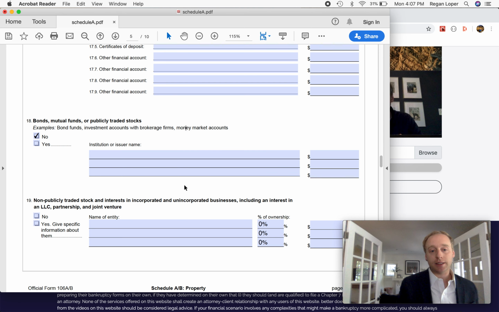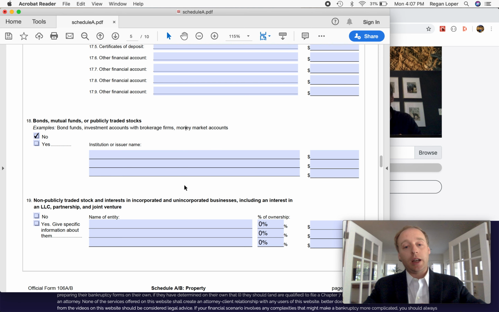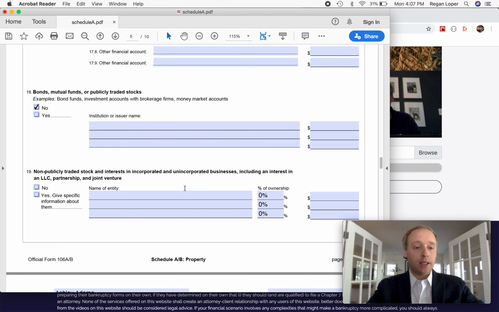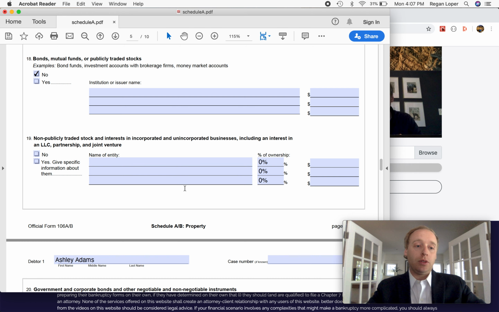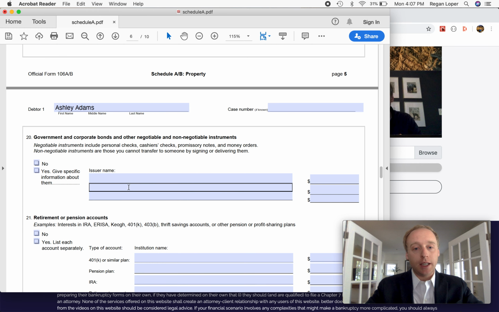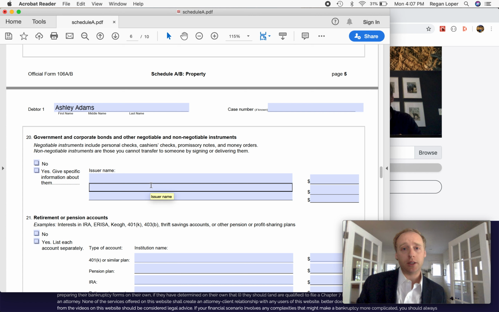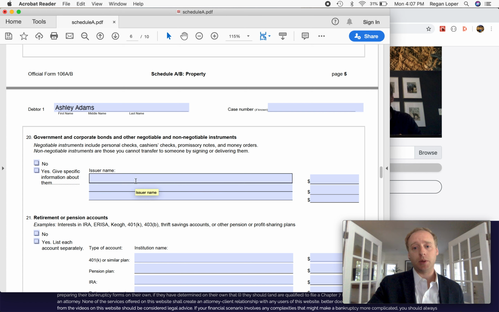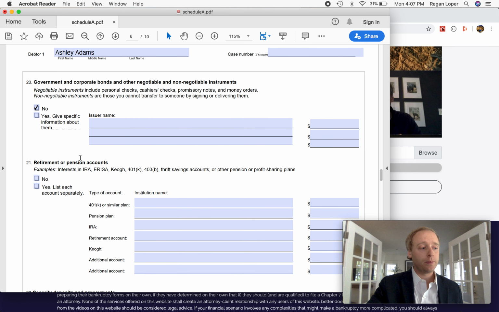Non-publicly traded stocks and interest in incorporated and unincorporated businesses. That would include if you own part of an LLC or a partnership. In Ashley's example, she selected no. Okay. Government and corporate bonds. Again, same situation. If you have more than 3 that you need to list, you'd need to include an attachment to disclose them all to the bankruptcy court. Ashley, again, selected no for this example.